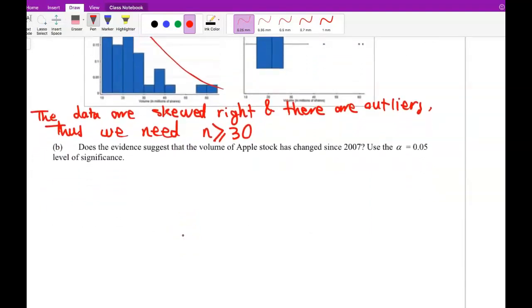Okay, then part B: does the evidence suggest that the volume of Apple stock has changed since 2007? Use alpha 0.05, that is the level of significance. Okay, step 1.